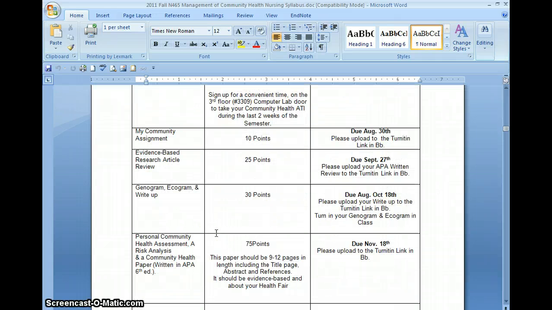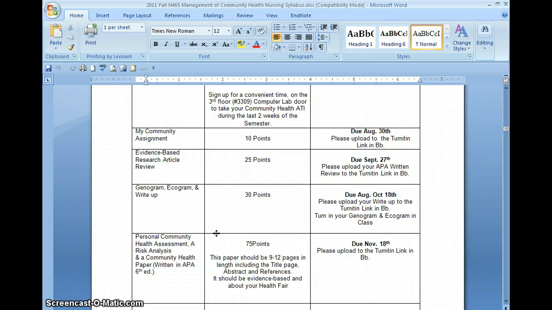We also have them do an ecogram and genogram with a write-up of their own family history. This has been proven to be very interesting. A genogram is a very quick, easy and dirty way to get a family history in the community setting about someone's mom and dad and their mom and dad, and any health problems.